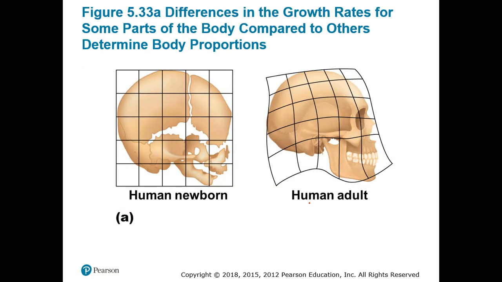Here is the differences in growth rates for some parts of the body compared to others. So on the left, we have a picture of a human newborn. We kind of don't see that face protruding out in our bones. We tend to see these open spaces, our fontanelles that we talked about. Whereas a human adult, all of those fontanelles have ossified or turned into bone. And then we see more of a protrusion of that face.